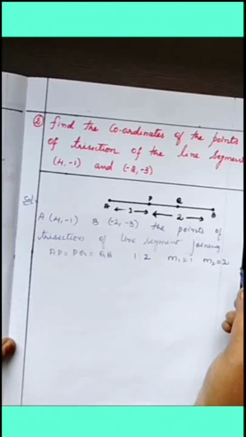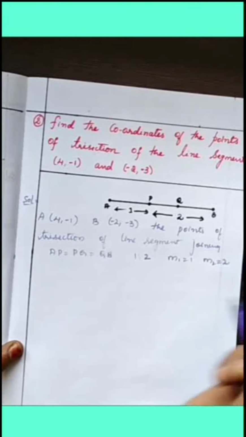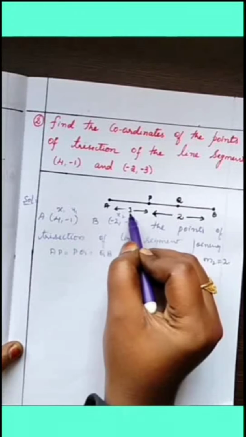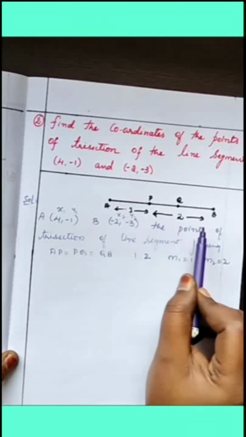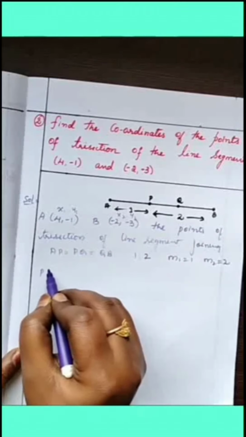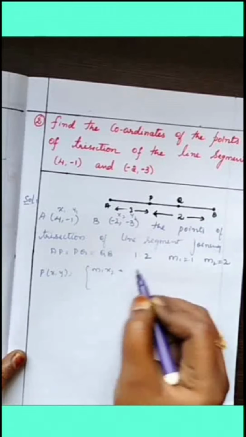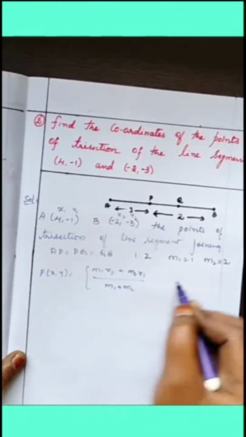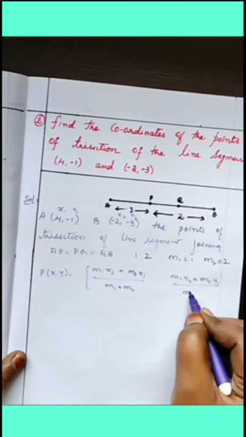Now what we have to find? You have to find the P of x, y value. Just substitute all these values in the section formula, then you can find P of x, y easily. Consider this as x1, y1 and x2, y2. The ratio 1:2 divides the line segment. Now write down the section formula. P of x, y equal to (m1 x2 plus m2 x1) divided by (m1 plus m2). Next, (m1 y2 plus m2 y1) divided by (m1 plus m2).